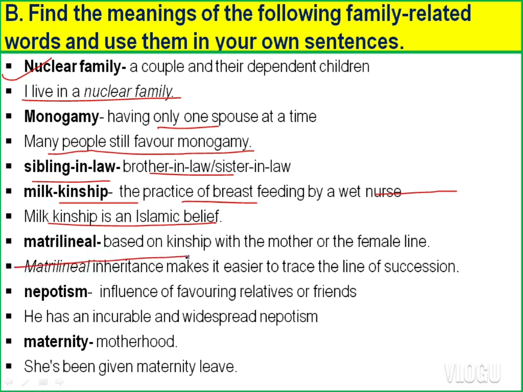Multilineal is based on the kinships with the mothers or the female line. Multilinear inheritance makes it easier to trace the line of succession. Nepotism, नातावाद भन्छौँ, influence of favoring relatives or friends. Here's an incurable and widespread nepotism. Maternity, motherhood. She has been given maternity leave.